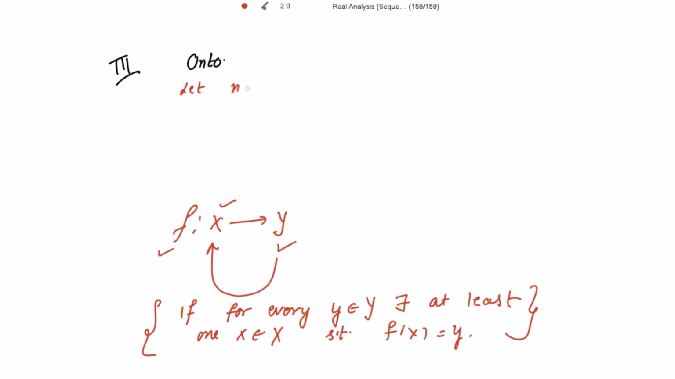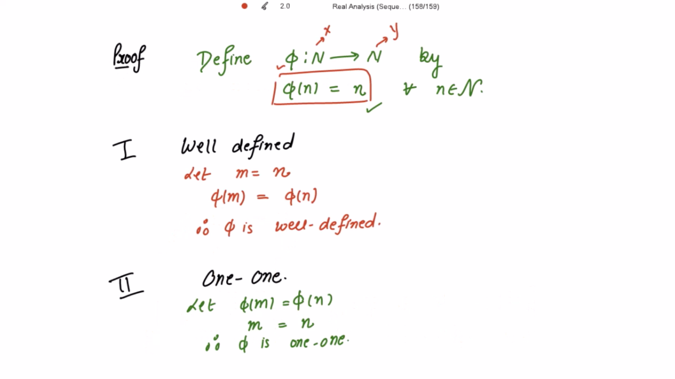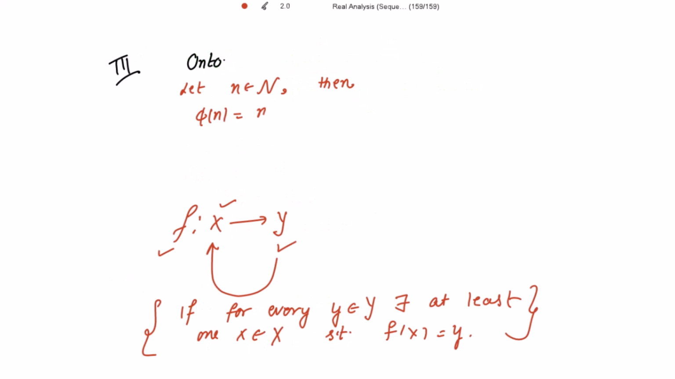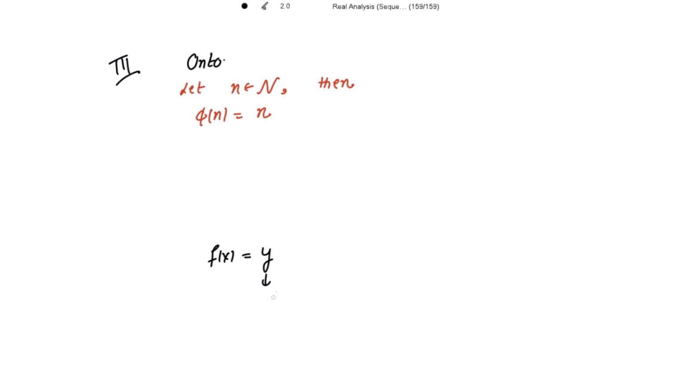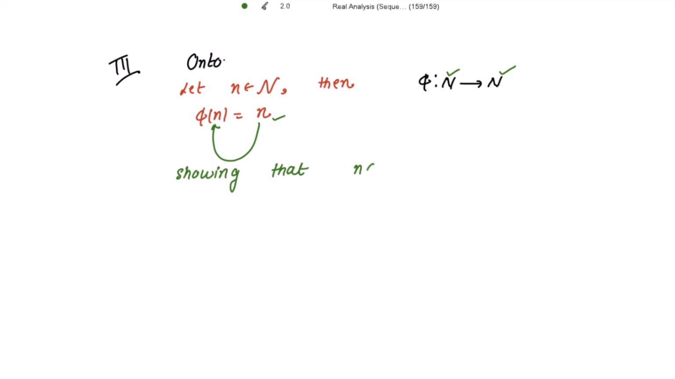So let n belong to the natural numbers, then by definition phi of n is equal to n. F of x equal to y means y belonging to Y has its pre-image x in X. So phi of n equal to n means we have taken n from the set of natural numbers, that is, phi is from N to N. This n belonging to the set of natural numbers has its pre-image n in, again, the set of natural numbers. This shows that phi is onto. So phi of n equal to n is showing that n belonging to capital N has its pre-image n in capital N under phi. Therefore phi is onto.